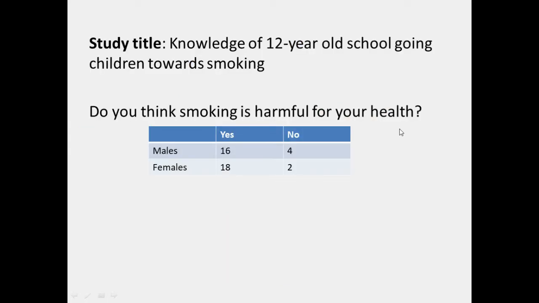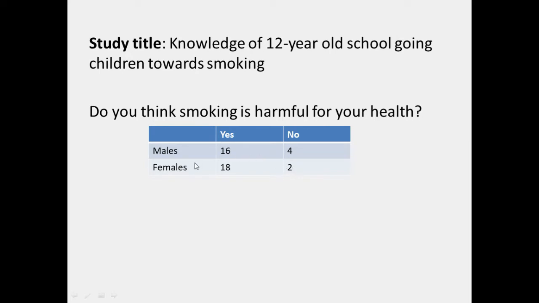Now one example I will give you on categorical variables. Suppose your study title is knowledge of 12-year-old school going children towards smoking. How will you know the knowledge of children towards smoking? You have to give them a questionnaire, right? You will ask questions so that you come to know whether their knowledge is good or not. Suppose one of the questions in the questionnaire is, do you think smoking is harmful for your health? Once you get the responses, you have to tabulate them like this.